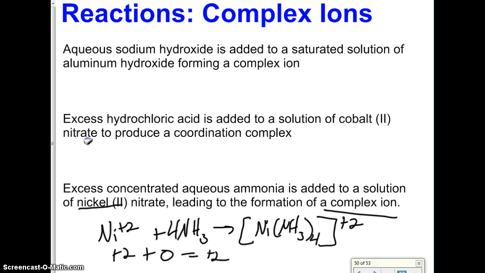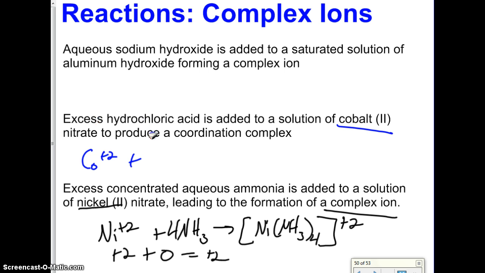Let's grab this one up here as well. Excess hydrochloric acid is added to a solution of cobalt 2 nitrate to produce a coordination complex. Again, same thing as complex ion, so I'm telling you what's going on. Find our transition metal. Well, it's the cobalt plus 2. So Co plus 2 is added to our ligand. Well, I've got chlorine, and that's about it. Again, nitrate could be, but chlorine's our main one.